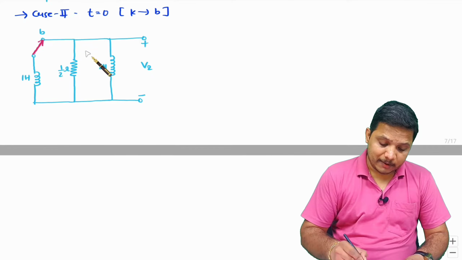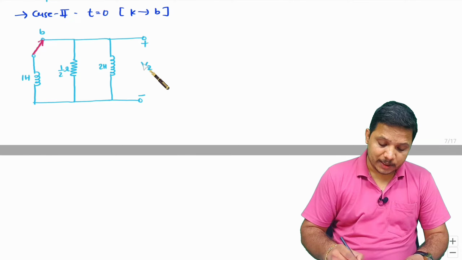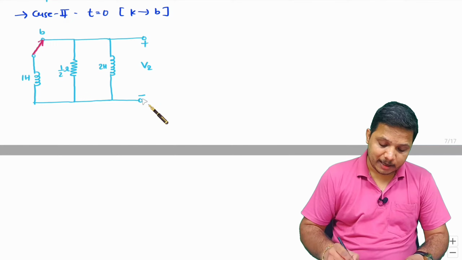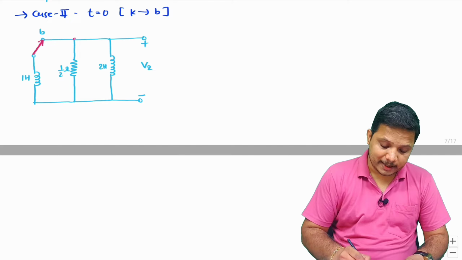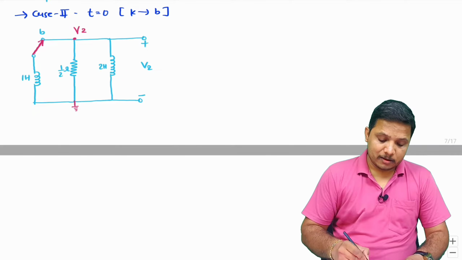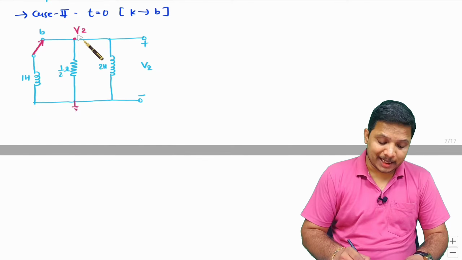Now our agenda is to understand the value of voltage V2. You see, voltage V2 has the plus terminal over here and the minus terminal over here. So I can say at this node there will be voltage V2 and this will be ground. To identify V2, we should apply nodal analysis.